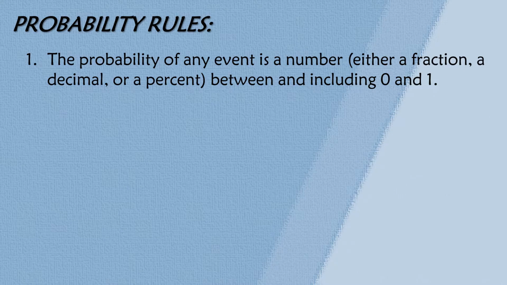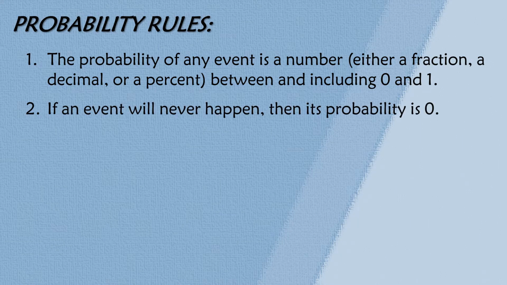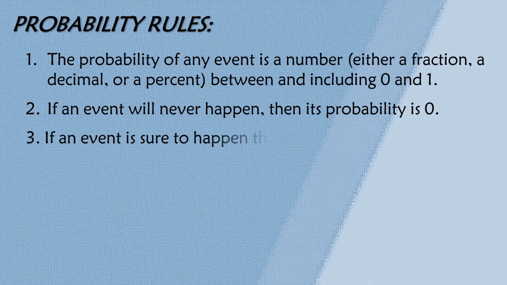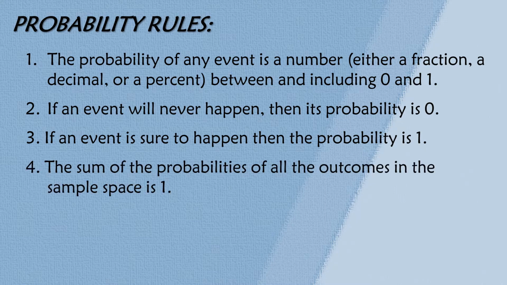We have the probability rules. First rule, the probability of any event is a number. It's either a fraction, a decimal, or a percent between and including 0 and 1. Second rule, if an event will never happen, then its probability is 0. Third, if an event is sure to happen, then the probability is 1. Fourth, the sum of the probabilities of all the outcomes in the sample space is 1.